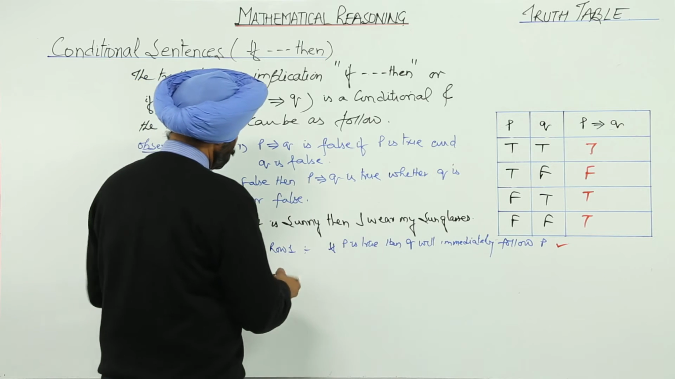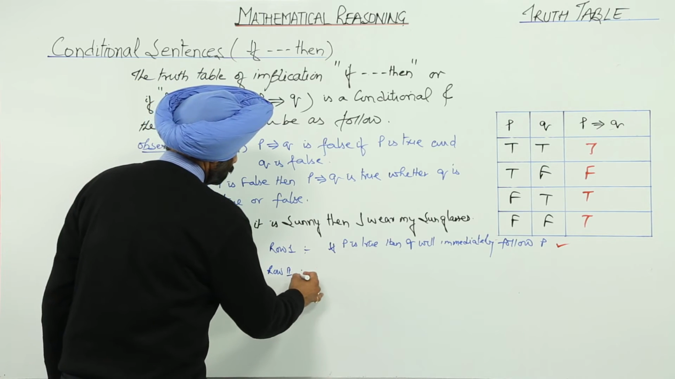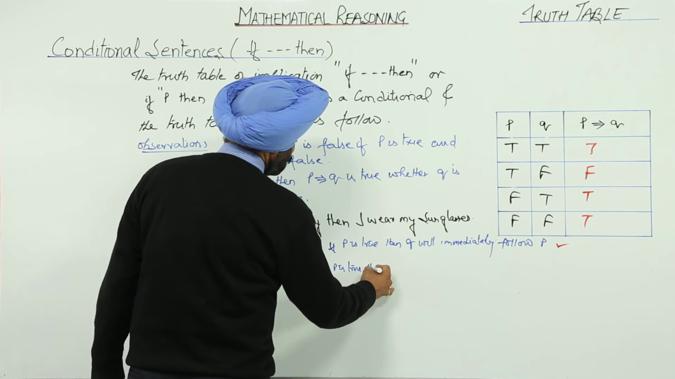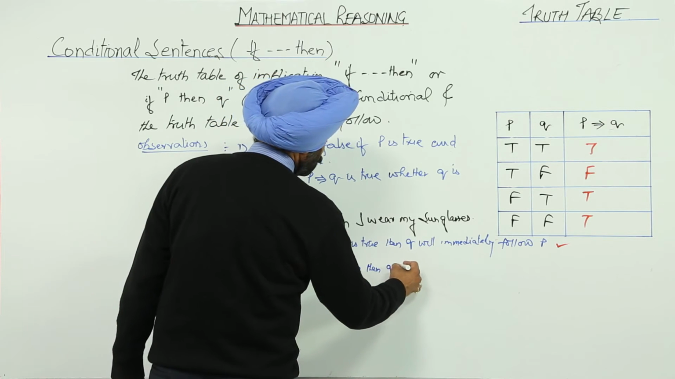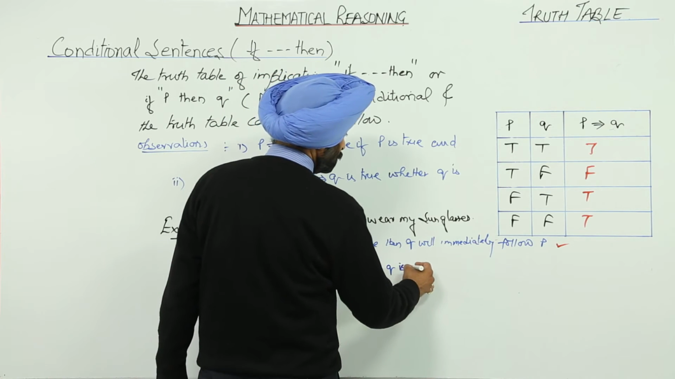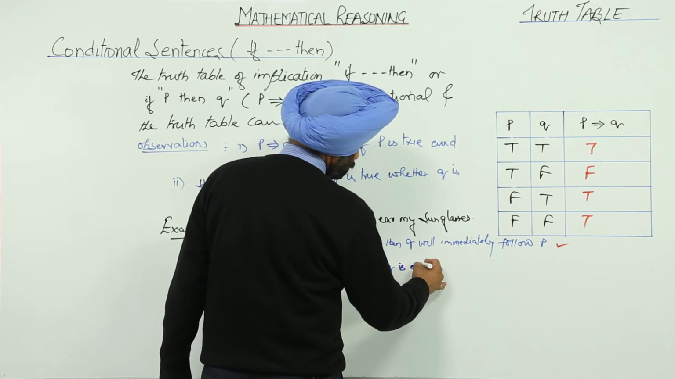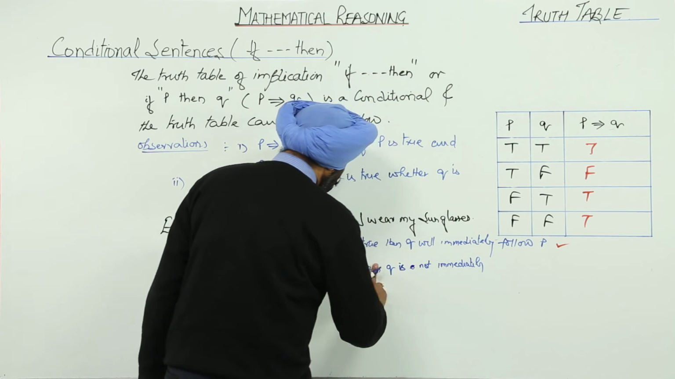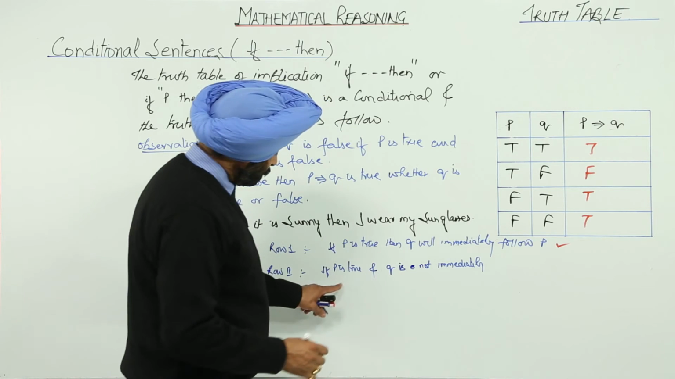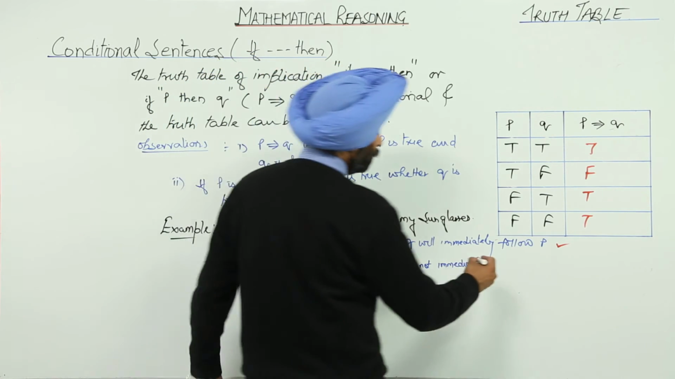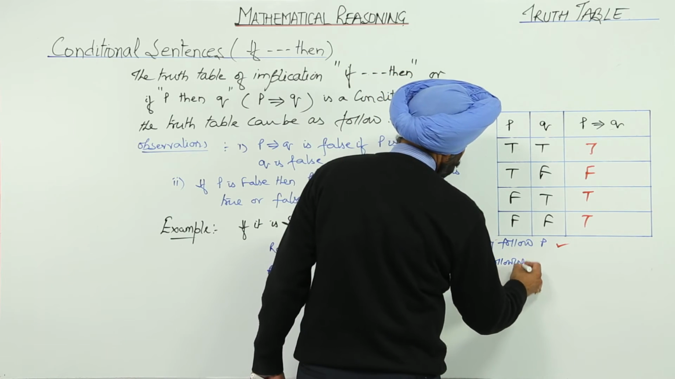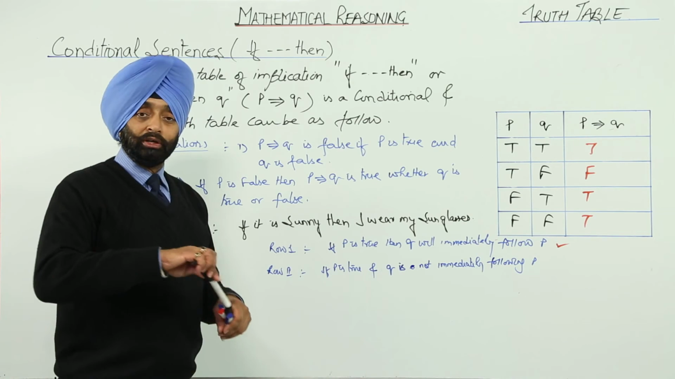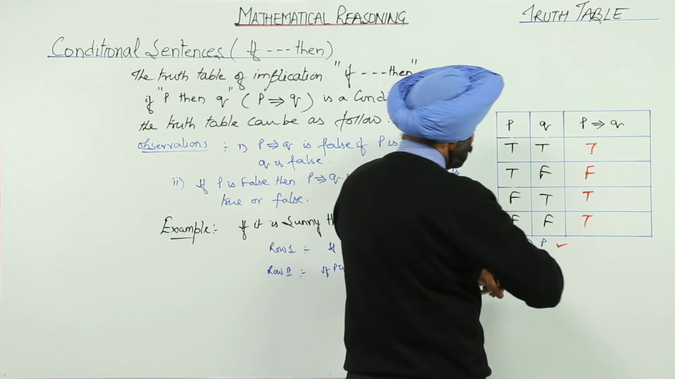Now the second row. Row 2 is, if P is true and Q is not immediately following P. It is sunny and I am not wearing my sunglasses, so Q is not following P, and that's why this is false.